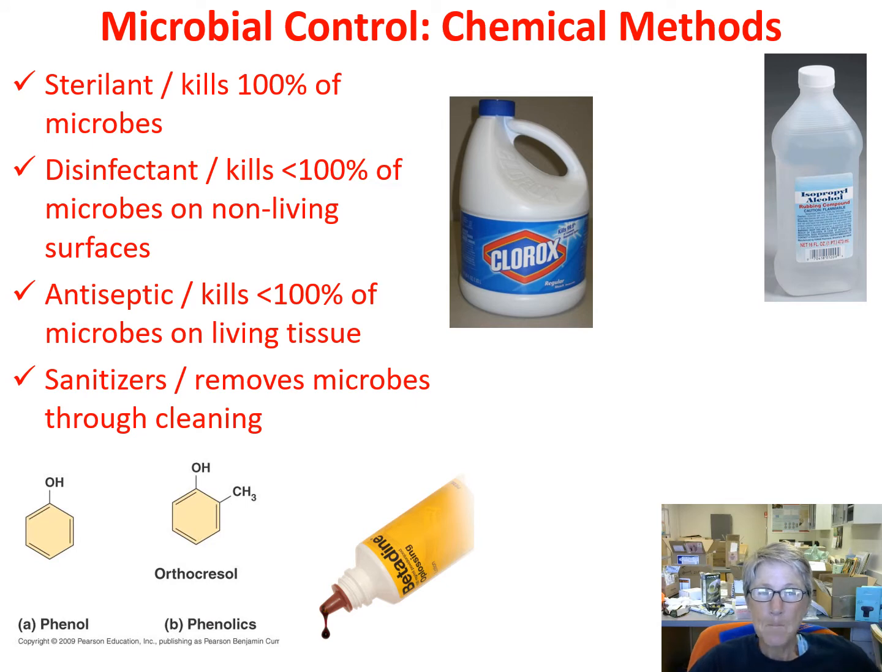If you use a chemical method as a sterilant, that should kill 100% of the microbes. If you use your chemical method as a disinfectant, that's going to kill less than 100% of microbes on surfaces. If you use your chemical method as an antiseptic, that's also going to kill less than 100% of the microbes on living tissue. And then a sanitizer will remove microbes through cleaning them off, so basically just wiping them off, not necessarily killing them on site.